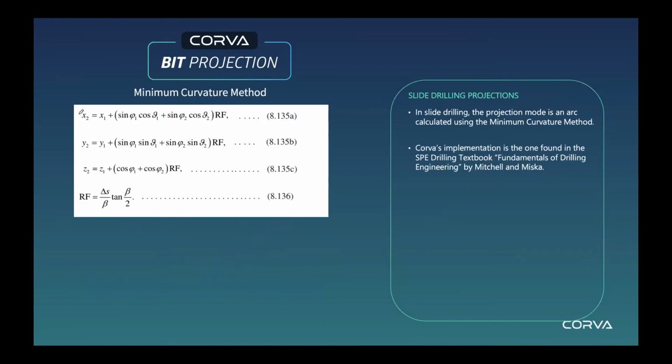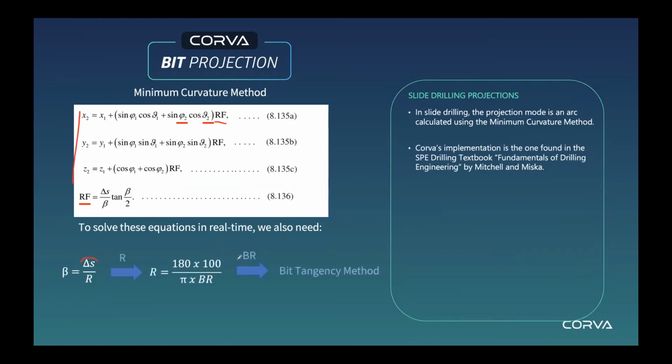Here we have current survey station X2, Y2, Z2, and then we have X1, Y1, Z1, which is our previous survey. So there are a bunch of fancy calculations that have been pretty extensively tested, such as the ratio factor and beta we have to solve for. The ratio factor is the course length over beta. So then we have to solve for beta. Beta is course length over the radius, so we solve for the radius. And we get some of that information from the bit tangency method, which we'll talk about in just a second.